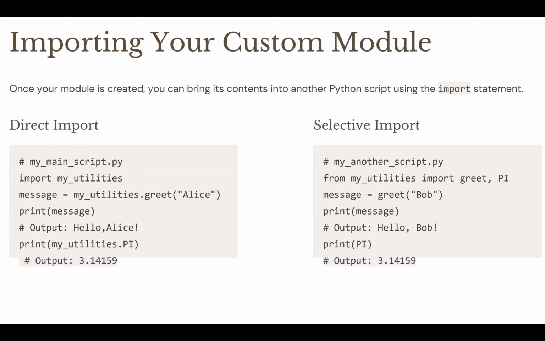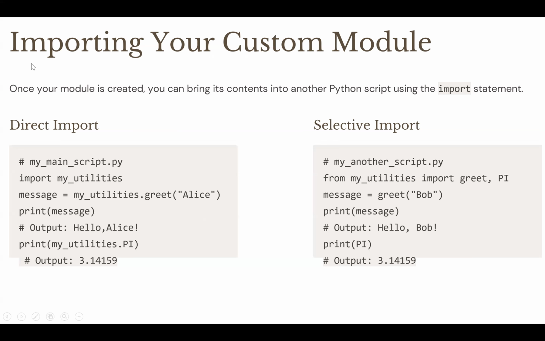What exactly is direct import? For example, you have created one module that contains functions, classes and variables. If you import it directly, then it is going to import all the contents of that particular module. In a selective import, let's consider your module contains a function, class and variable. If you want to import any specific function, class or variable, then we go for a selective import.